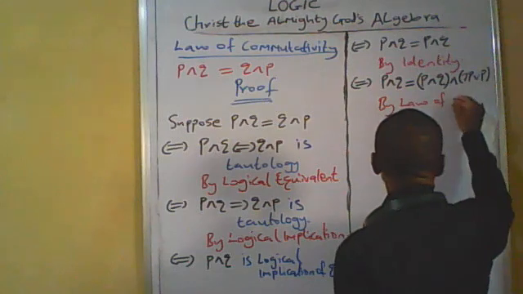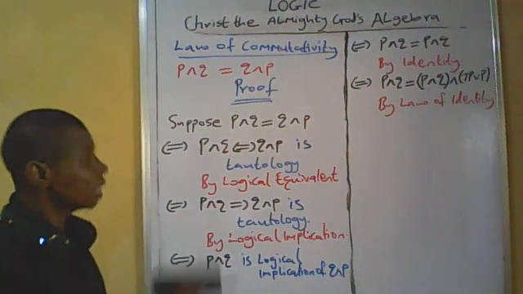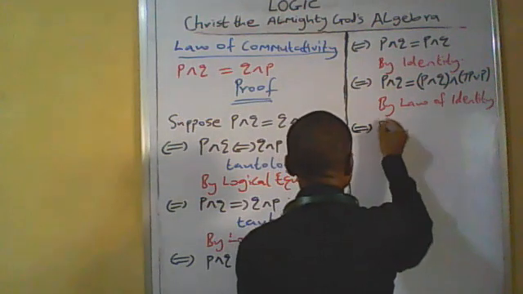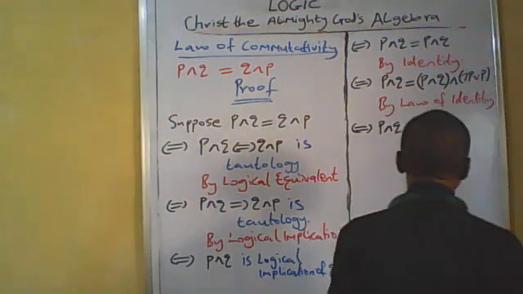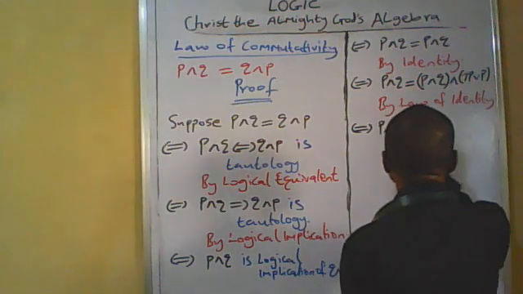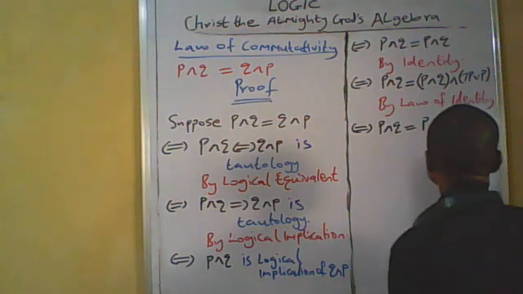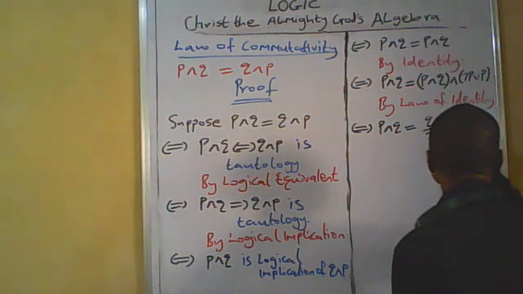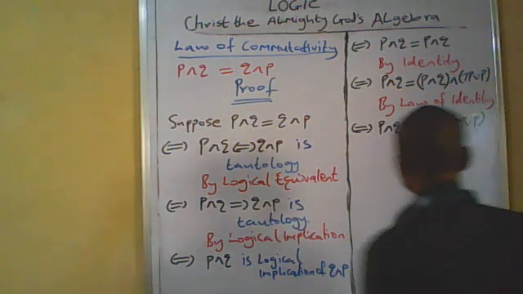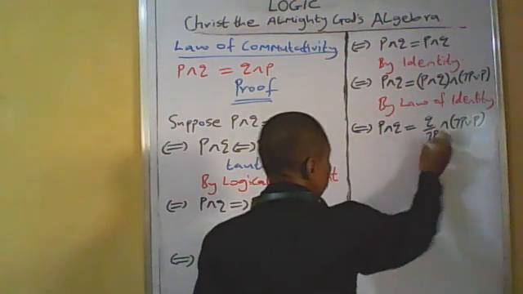By law of identity. We continue. Say P if and only if P and Q is equal to Q upon not P and bracket not P or P. You have seen that this P and Q has now been transformed to a conditional statement.